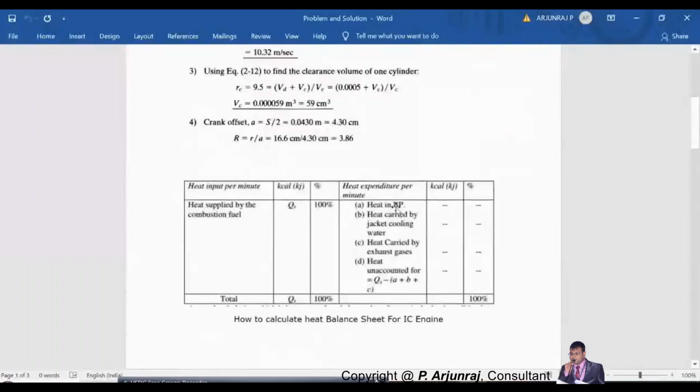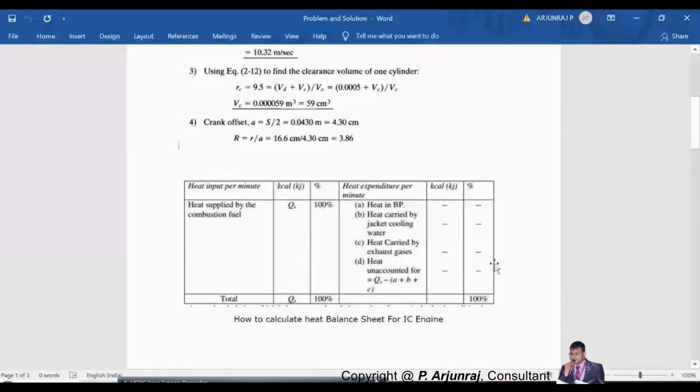What is the heat carried away by the brake power? What is the heat carried away by the cooling water taken? What is the heat carried away by the exhaust gas? What are all the heat unaccounted losses? So you need to find out these four parameters during your calculation. You need to calculate the heat balance sheet for an IC engine.